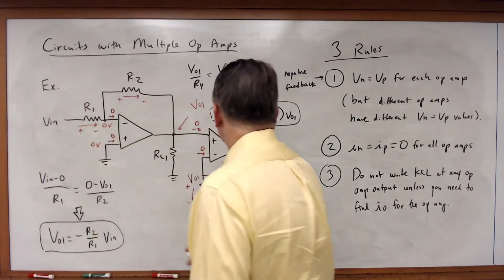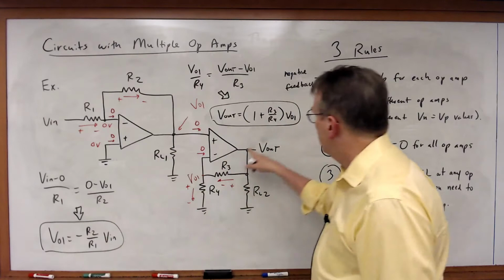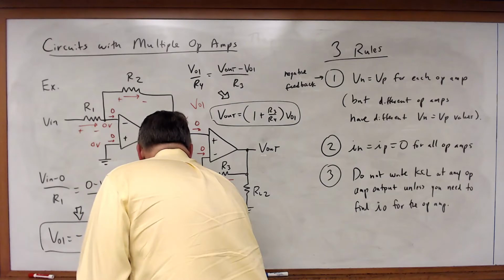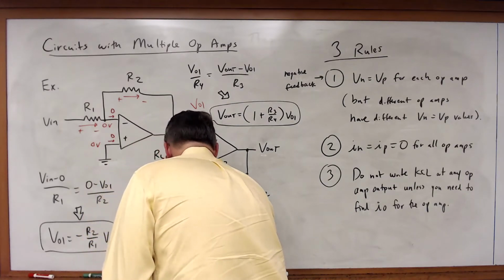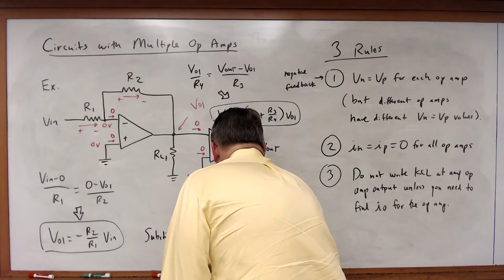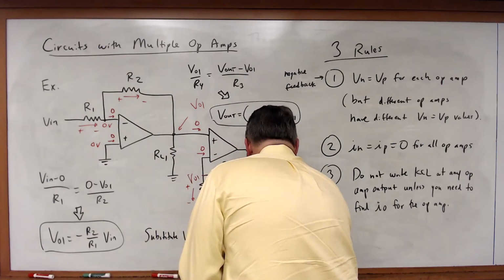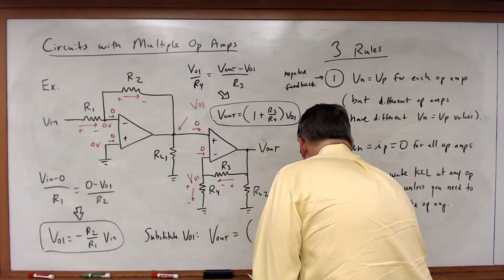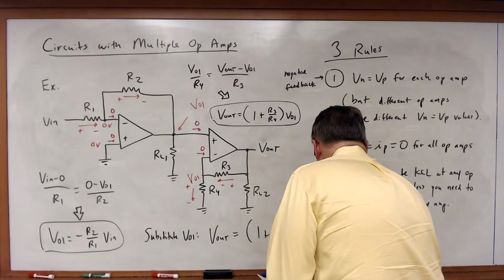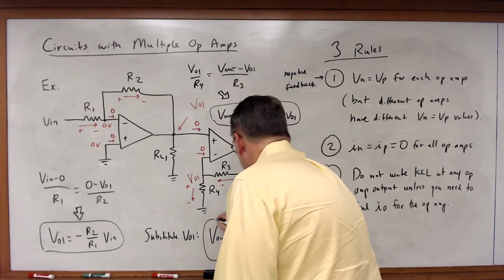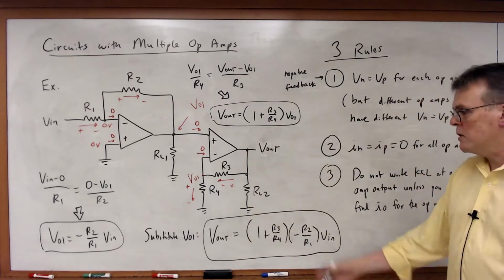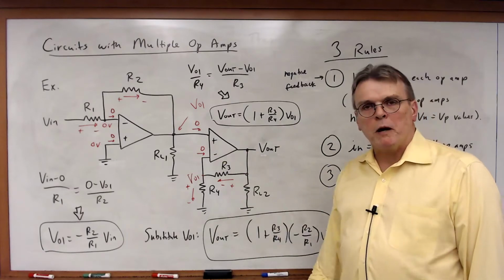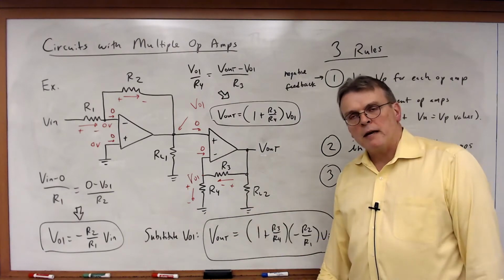Well, once you've got these, you can substitute VO1 into this equation. If we substitute VO1, what we will get is that Vout will be equal to 1 plus R3 over R4 times minus R2 over R1 times Vn. And there's our result. So nothing really different from analyzing a single op-amp. We just have to apply the 3 rules properly. Other than that, you have to write the KCL and you should be done.